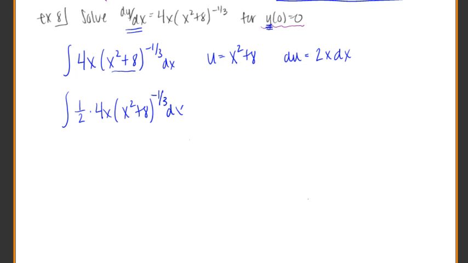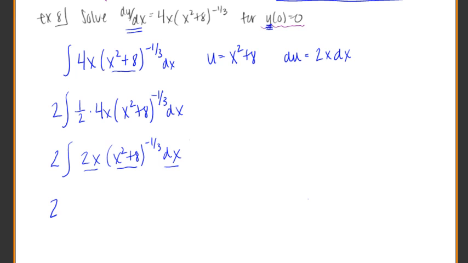Okay, so if I multiply by 1/2, I counterbalance it with a 2 out front. Then cleaning this up, or rewriting it one more time, it's the integral of 1/2 of 4, which is 2x, times (x squared plus 8) to the negative 1/3 dx. And look here, we've got everything in place now. Here's my u to a power. My 2x dx is my du, so we're ready to go.